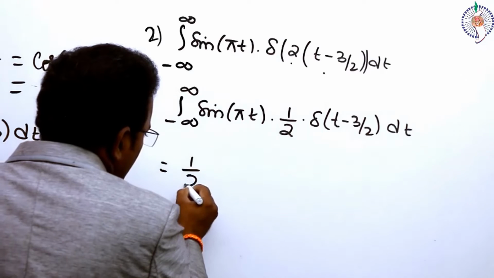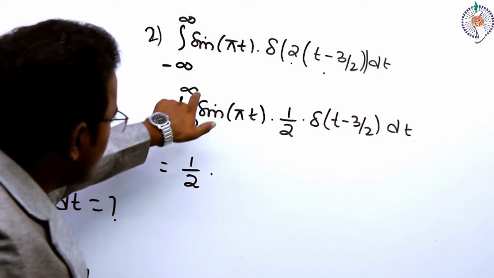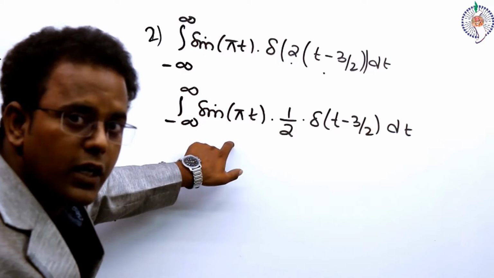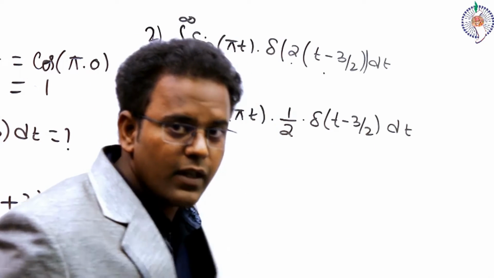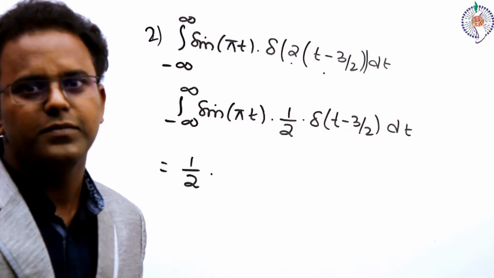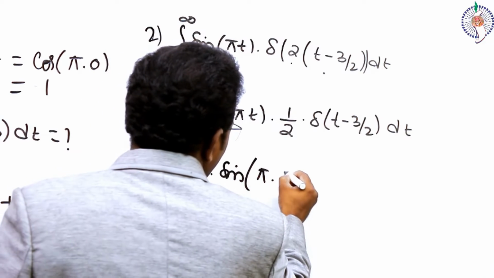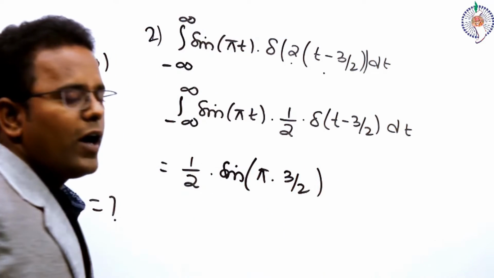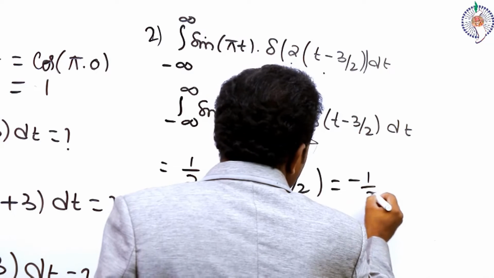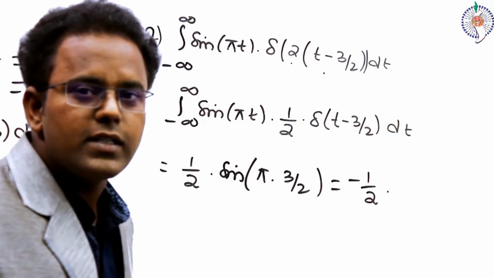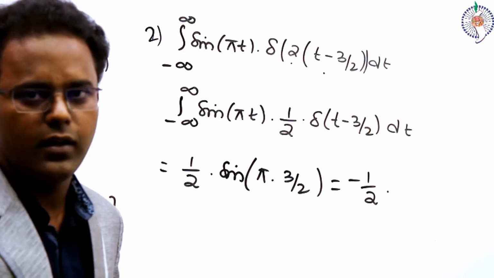Now see, the 1 by 2 is a constant outside. See property number 5: integral minus infinity to plus infinity x of t into delta of t minus t naught is x of t naught. So sin pi into t naught value 3 by 2. What is sin 3 pi by 2? Minus 1. So minus 1 by 2 is the answer. So whenever there is a scaling factor, first apply the scaling factor, later you can go for the remaining things.